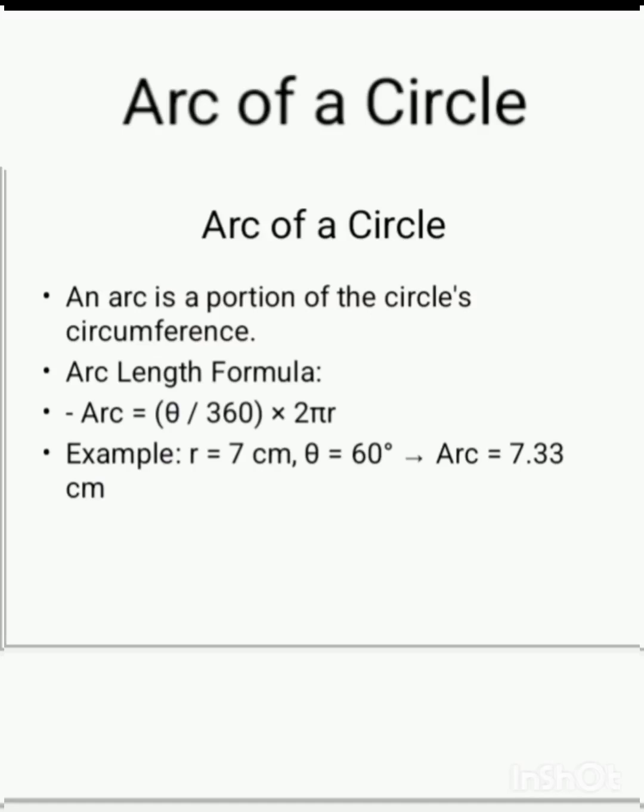Check out this example. Given that the radius of a circle is 7 centimeters and the central angle is 60 degrees, what is the length of the arc, or what is the arc length? Proper interpretation, theta is 60 degrees and the radius is 7 centimeters. Putting it together, 60 over 360 times 2 pi times 7 equals 7.33 centimeters arc length.